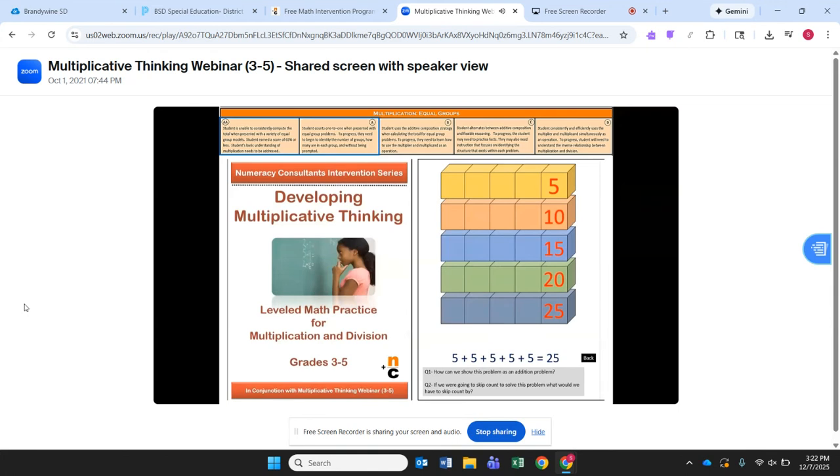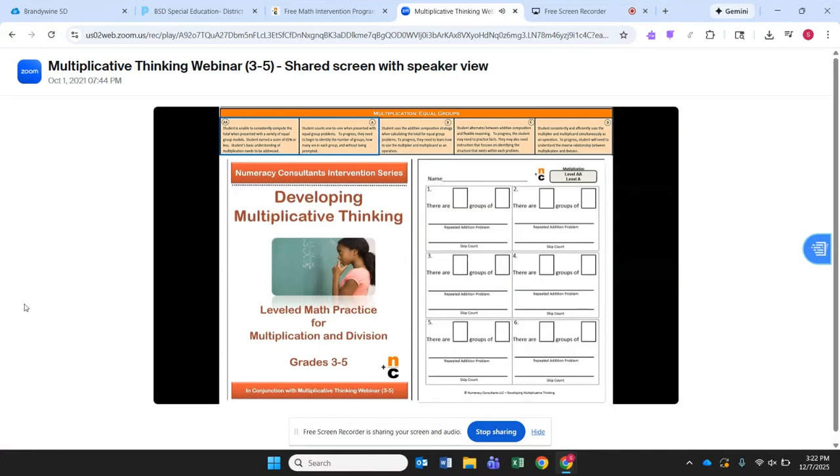And then when you're done with that, again, this is when you're working with your students. You already saw what the independent part looks like. There's the multiplicative thinking book. And what you do is you go ahead and there's the answer sheet for level A and level AA. Remember, our goal is what? All about groups, repeated addition, skip counting.